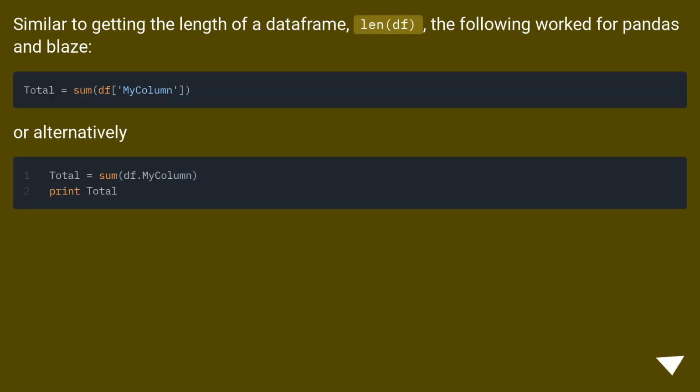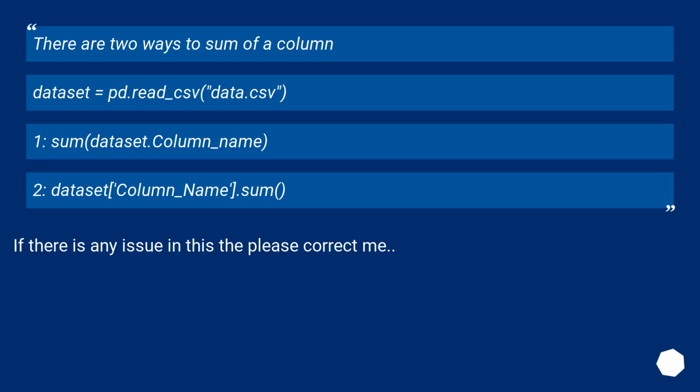Similar to getting the length of a data frame, len(df), the following worked for pandas and blaze. Or alternatively, there are two ways to sum a column. dataset = pd.read_csv('data.csv'). 1. Sum dataset.column_name. 2. dataset['column_name'].sum. If there is any issue in this, please correct me.